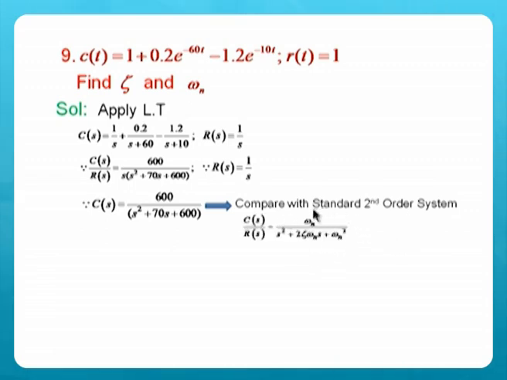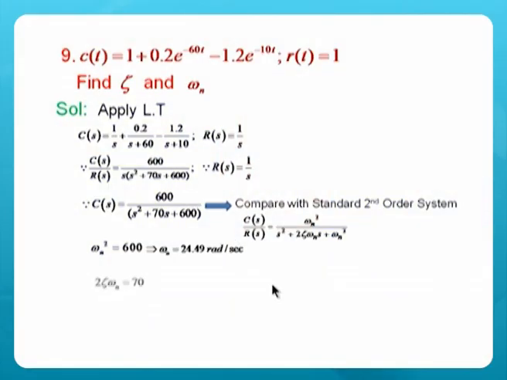Now compare this with the second order standard system. This is the standard function of the second order system. So you get omega n square as 600. So the undamped natural frequency is 24.49 radians per second. To calculate zeta, you compare 2 zeta omega n with this 70. You get zeta as 1.43. This indicates the system is overdamped because the value of zeta is greater than 1.